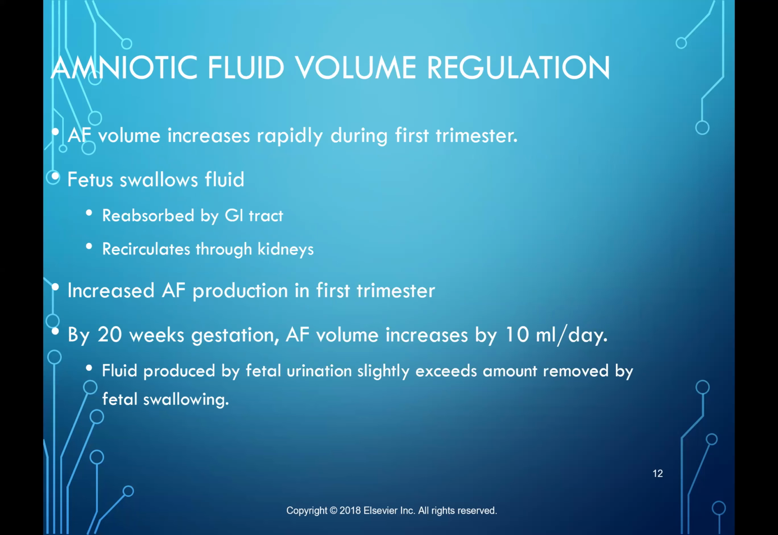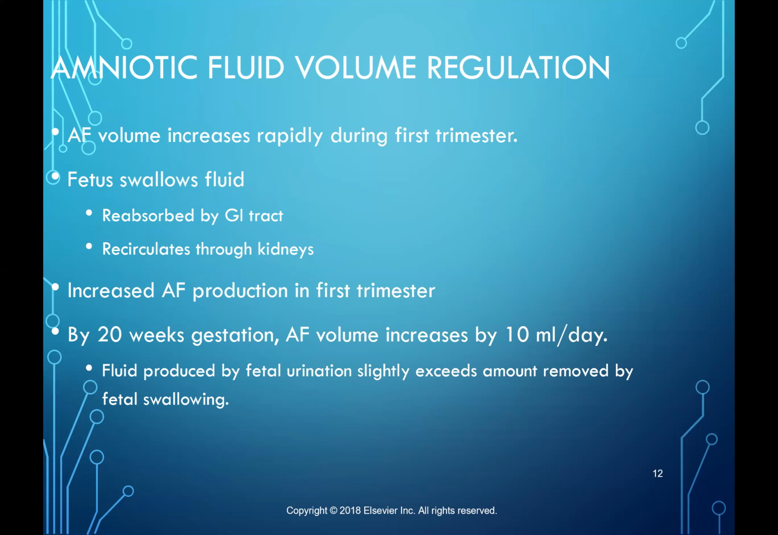The amniotic fluid volume regulation. The amniotic fluid volume increases rapidly during the first trimester. The fetus swallows the fluid, it's reabsorbed into the GI tract, and recirculates through the kidneys. Then the kidneys produce urine, the baby urinates, and it happens all again.